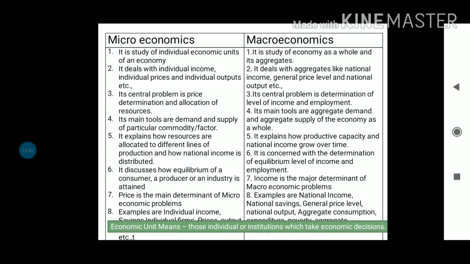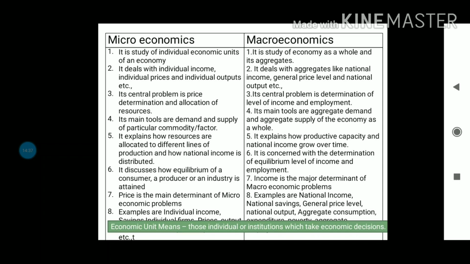Now, one more question which is very important from the examination point of view. Distinguish between microeconomics and macroeconomics. So, micro, as we have discussed so far, is the study of individual economic units of an economy, for example, a consumer, a producer, a single firm, a single good market. And macroeconomics is the study of the economy as a whole and its aggregates. Second point, microeconomics deals with individual income, individual prices, individual output, etc. And macroeconomics deals with aggregates like national income, general price level, and national output, etc.